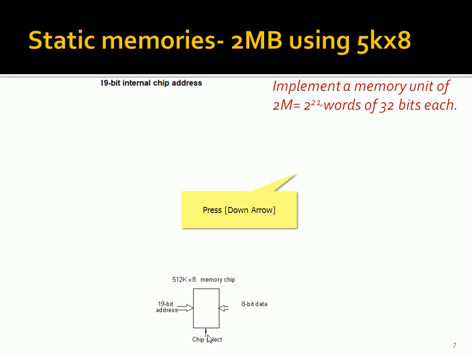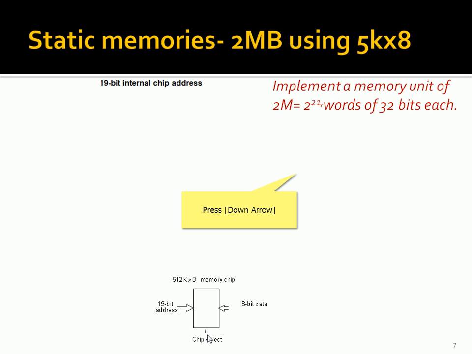So here we want to construct 2 MB using 512K, sorry, this is 512K into 8, right? So make that correction. Using 512K into 8 chips, we need to construct 2 MB. In other words, 512K is half an MB. Using half MB chips, construct 2 MB. So four such half MB chips are required to construct a 2 MB memory, right? So for a total of 2 MB, 21 address lines are required.